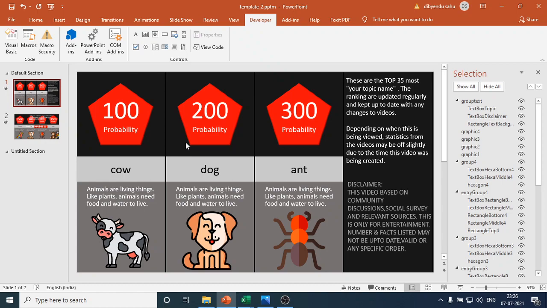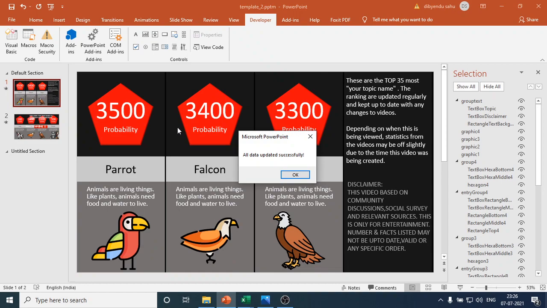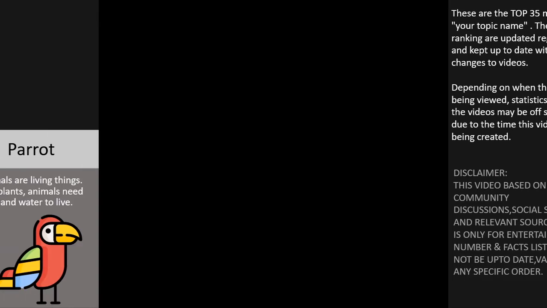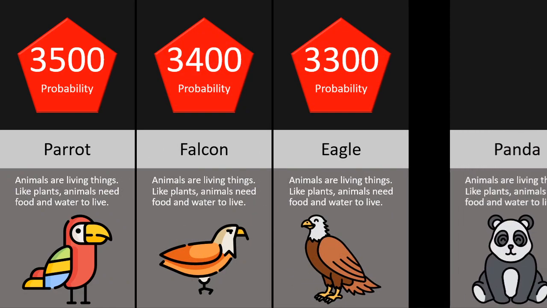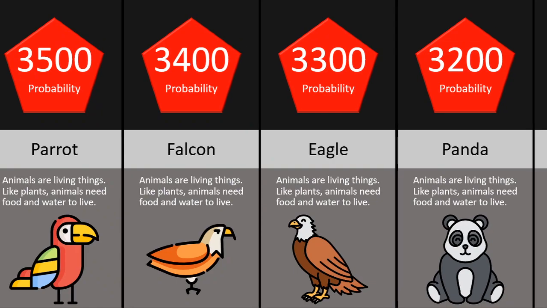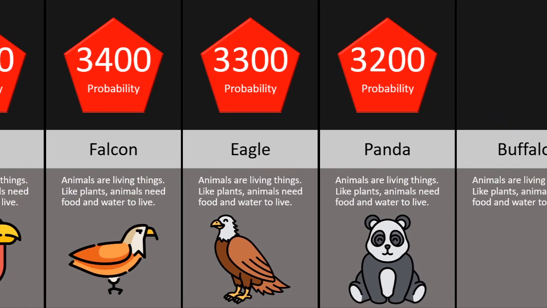Now it is fetching all data from the Excel sheet into this PowerPoint presentation template. The message displays: all data updated successfully. Now you can see the changes. Starting from 100, 200, now it is reversing the order. So if you run this, you definitely see the order is reversed: 35, 34, 33, 32 and so on.